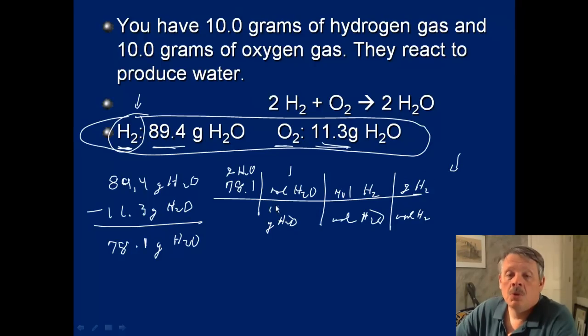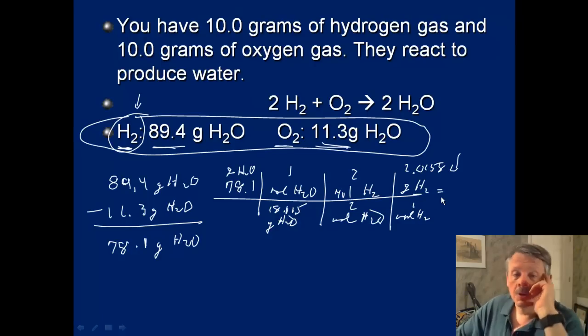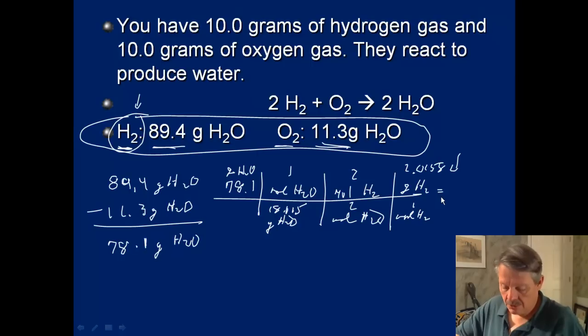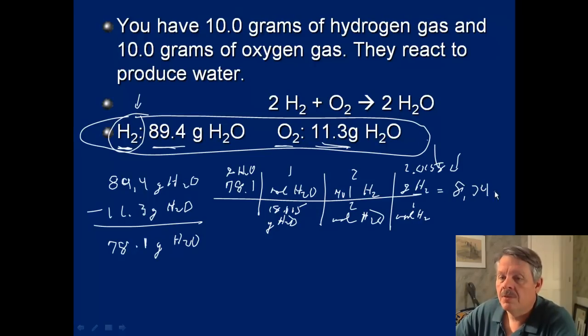Well, let's see. 1 mole of water weighs 18.015 grams, and our moles of water is 2, and our moles of hydrogen is 2, so we have a 2 and a 2, and our grams of hydrogen are 2.0158 in 1 mole. So I'm going to do the math, and I'm sorry, I'm going to have to do this really quickly. 78.1, so we multiply across the top, and we divide by what's on the bottom, and we get 8.74 grams of hydrogen.